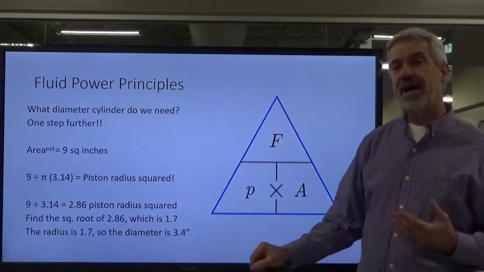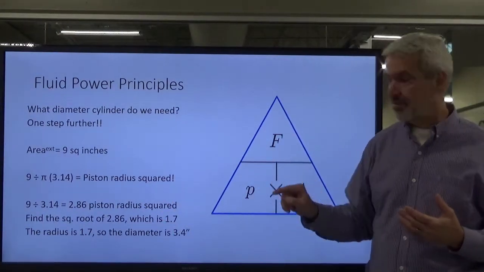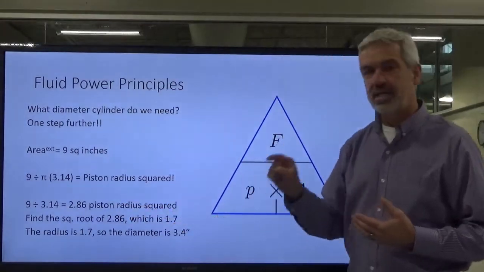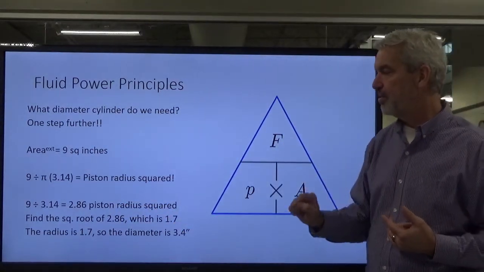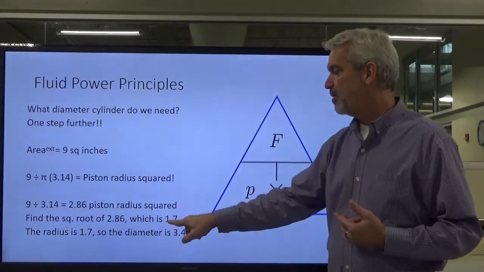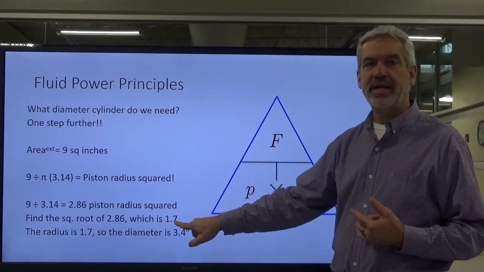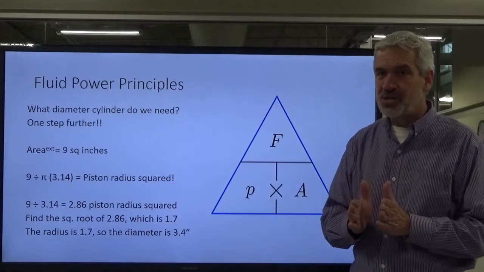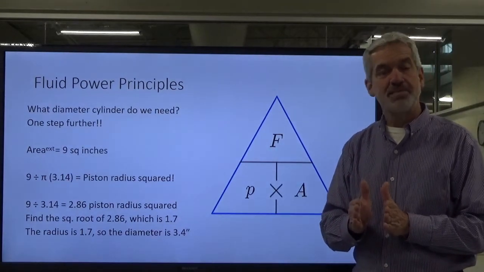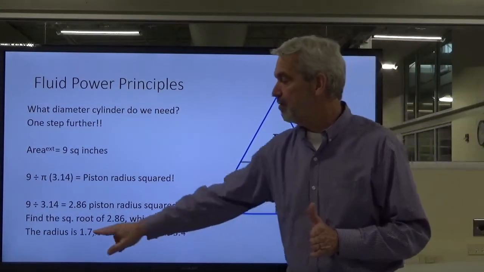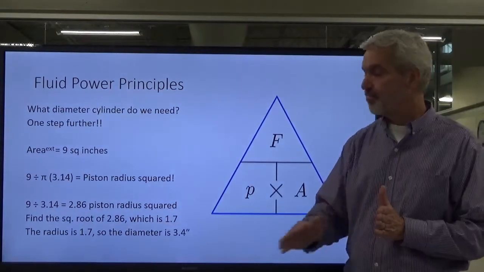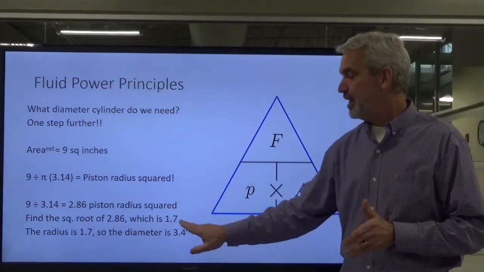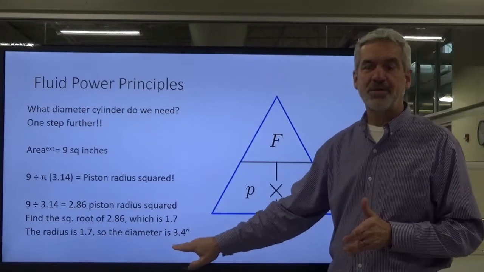Okay, so we find the square root. Use your calculator button. 2.86, hit that square root button, and then you wind up with a 1.7 inch radius of that piston. So now we got the radius. So what do we do to find the diameter? We multiply it by 2. So we have 1.7 times 2 is 3.4. So we need a 3.4 inch diameter piston.